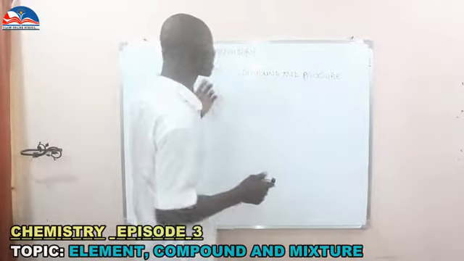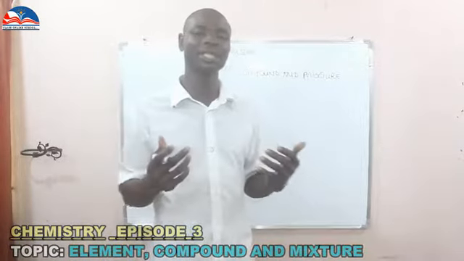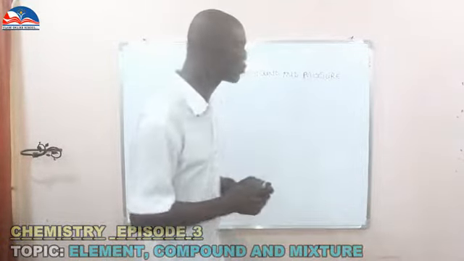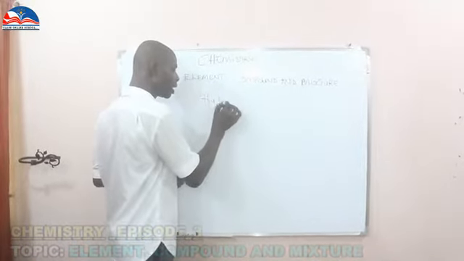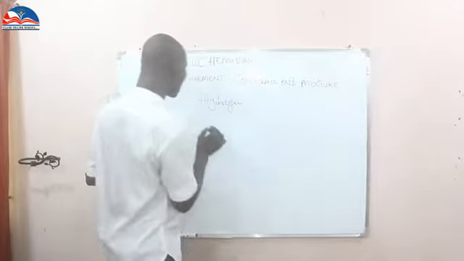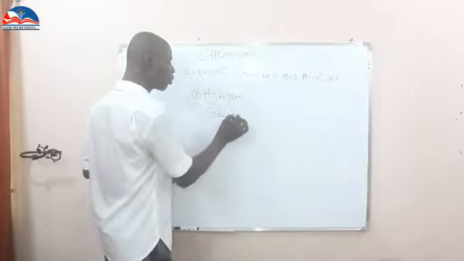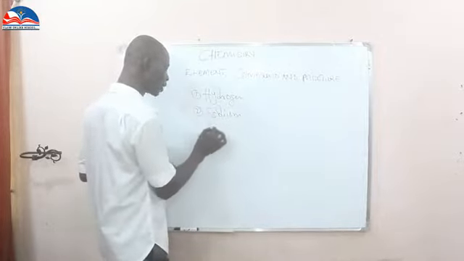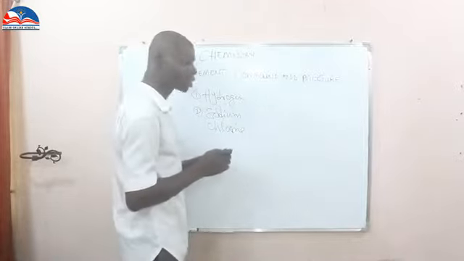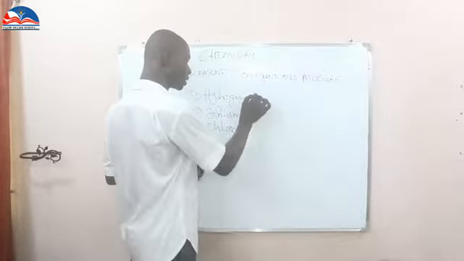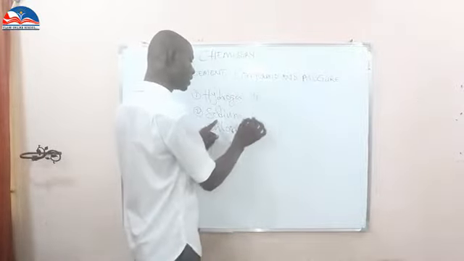Now, what is an element? An element is a substance that cannot split into further. Examples of them: we have hydrogen, sodium, and also chlorine. The symbol of hydrogen is H, while the symbol of sodium is Na.